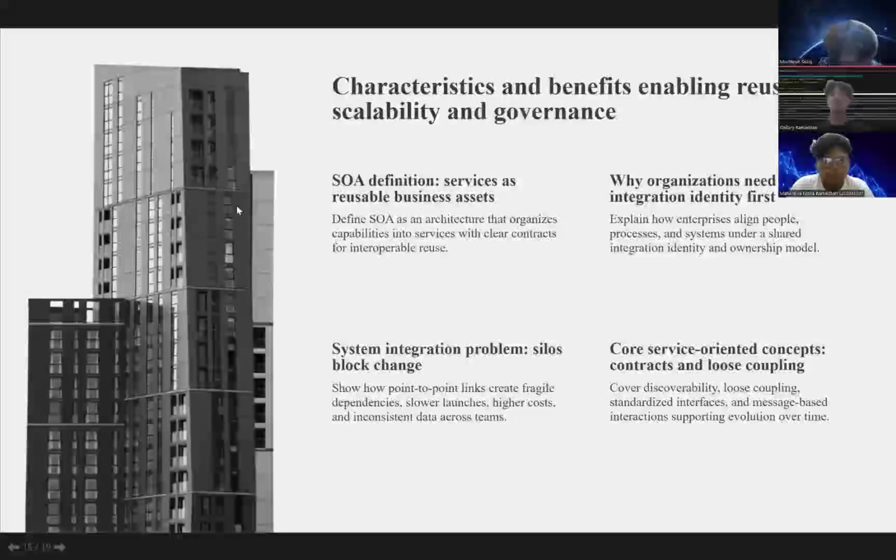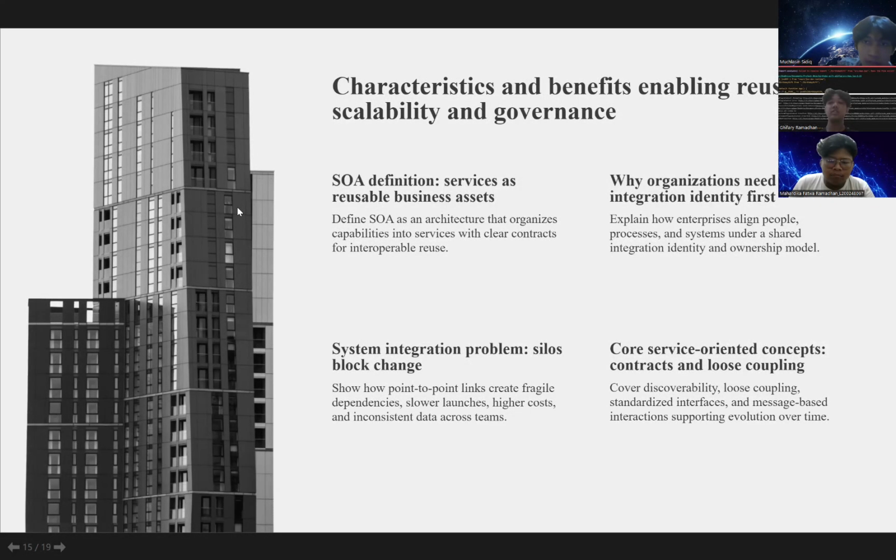So characteristics and benefits enabling reuse, scalability, and governance. First, SOA definition, services as reusable business assets. SOA organizes business capabilities into independent services with well-defined contracts. These services can be reused across different applications, reducing development effort and improving consistency.